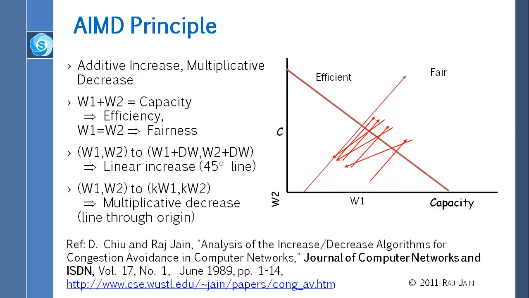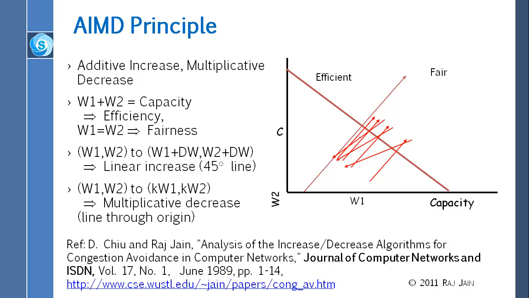On the other hand, this line is the fair line. If you are on this line, then W1 is equal to W2, meaning both of you have the same window. And really our goal is to reach this point, which is fair and efficient. So both of us have the same value. So how do we reach that point? We could start from any point, and we do additive increase and multiplicative decrease. Additive increase means we draw a line which is 45 degrees. We both go up by the same amount. Suppose we all decided we will go up by 2. Then I go up by 2 and you go up by 2, so we go along a 45 degree line.